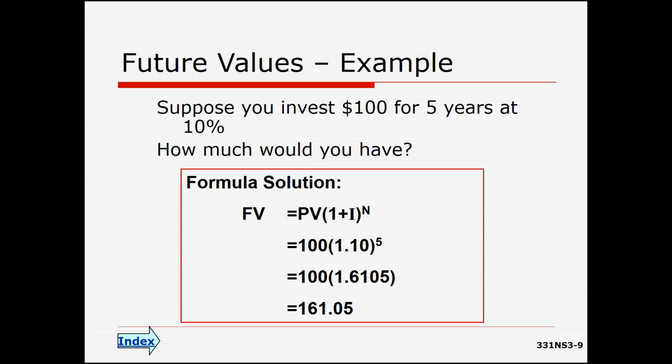We'll start with the formula solution. $100 invested for 5 years at 10%. In your calculator, enter 1.10, press the Y to the X key, enter a 5, press equal, and then press times, enter 100, and press equal again.